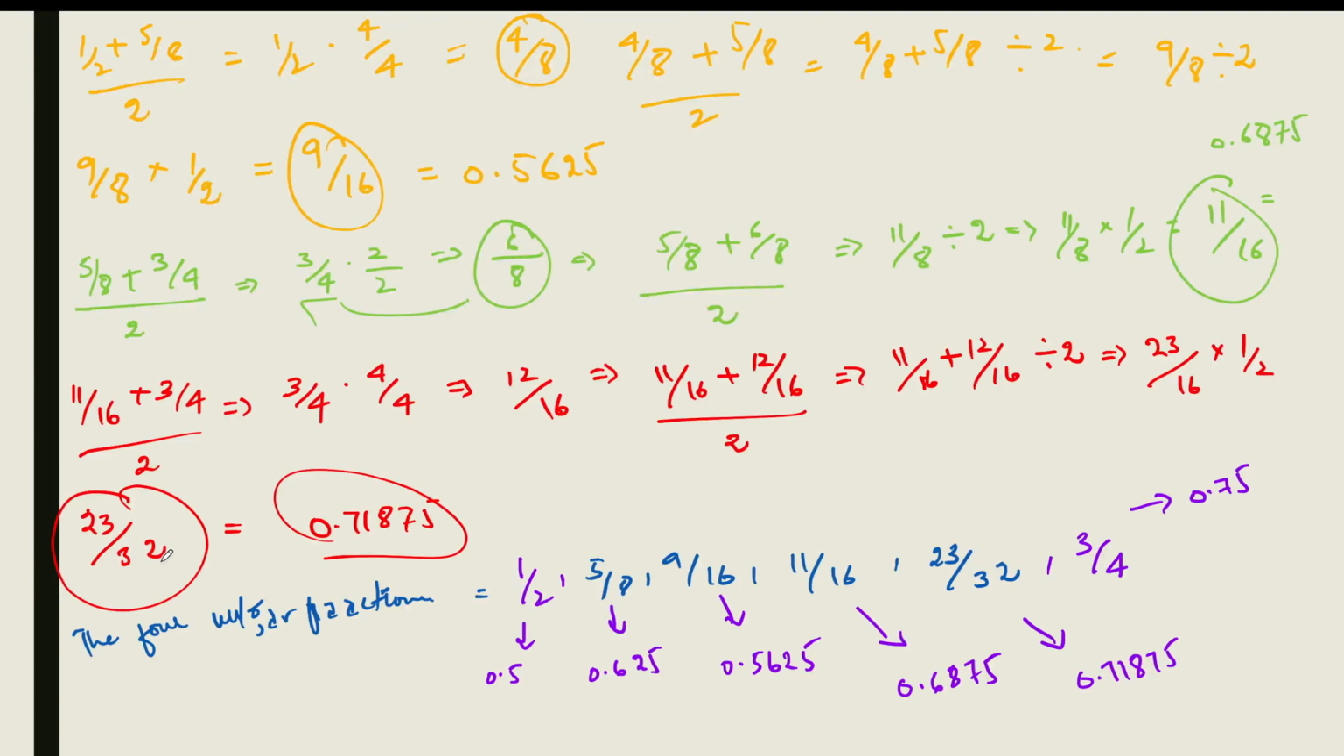Once again, let me remind you that when we find the different vulgar fractions, for the next one we can take any combination of the already existing vulgar fractions. So the 4 vulgar fractions that we found are 5 by 8, 9 over 16, 11 over 16, and 23 over 32. If you see the values, they are greater than 0.5 and less than 0.75.